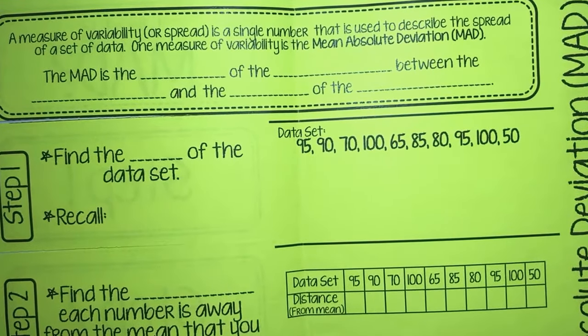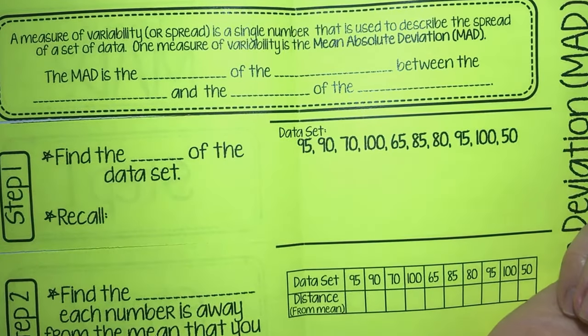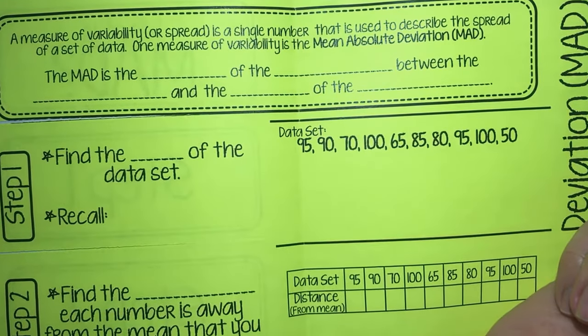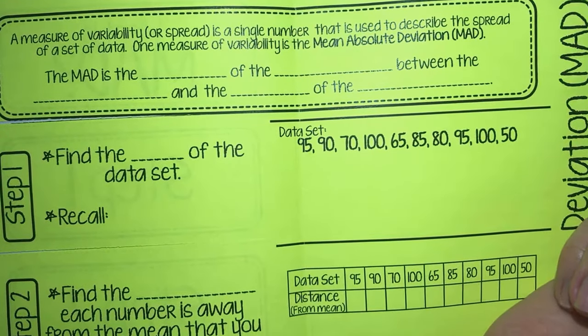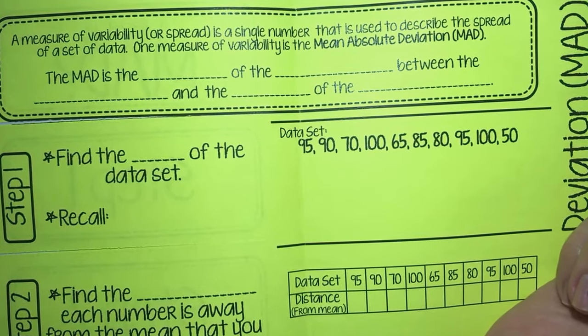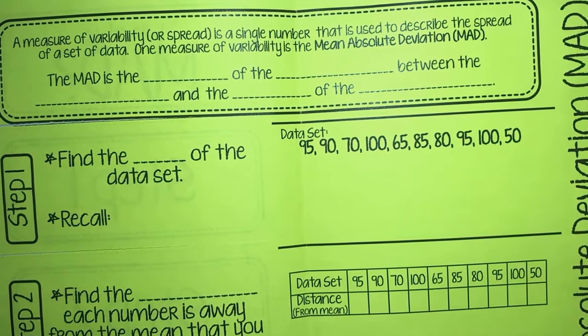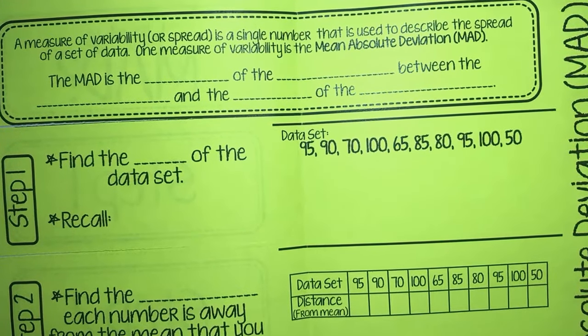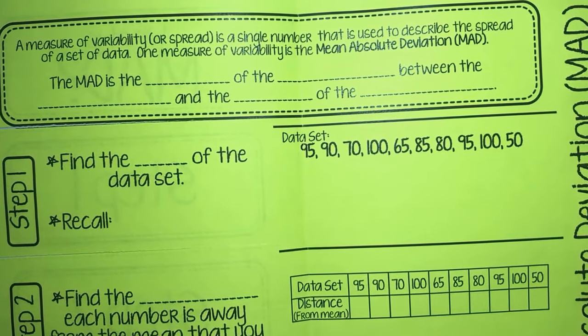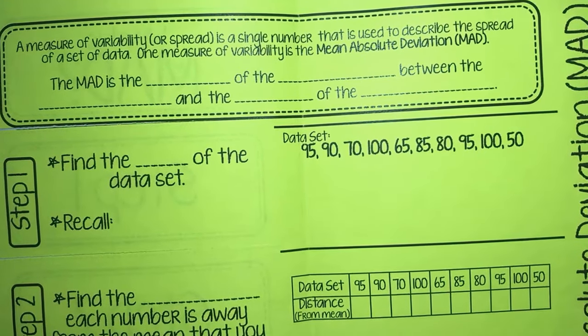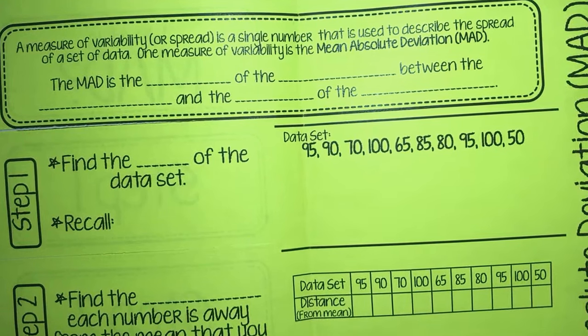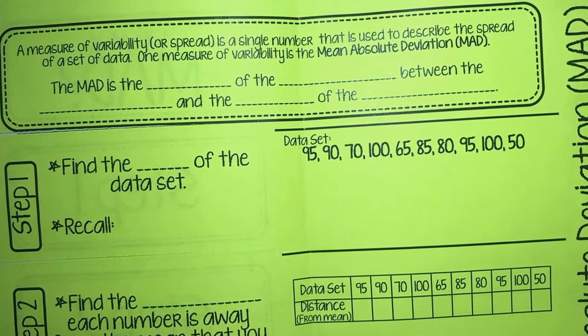So mean absolute deviation. It is a measure of variability or spread in a single number that is used to describe the spread of a set of data. So that's a mouthful, not a big deal. One measure of variability is the mean absolute deviation. So basically we're just going to be looking at data and finding the mean of it. Now we did find mean last year. That is just average when we were adding the numbers up and then dividing by how many we had added. But then this year we're going to take it a step further. And I'm just going to walk you through all the steps.